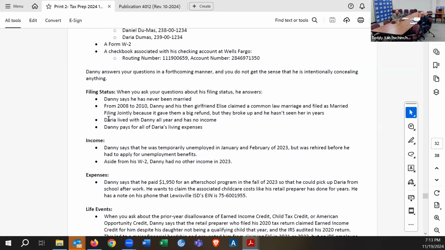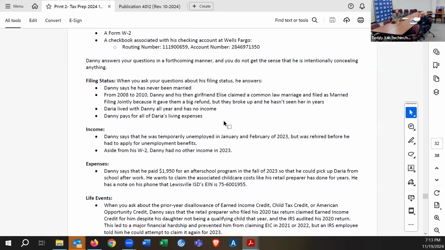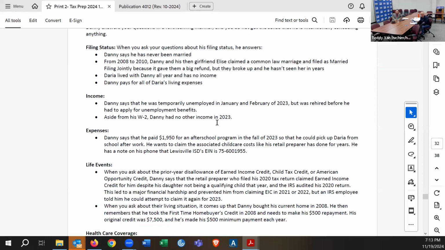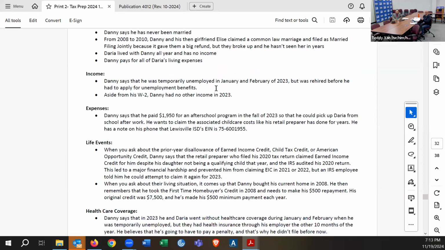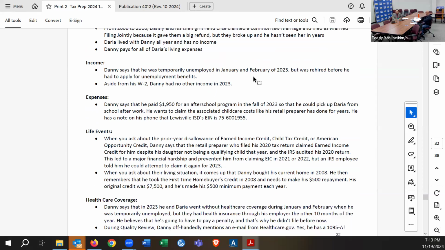So, continuing. Daria lived with Danny all year, and she has no income. Danny pays for all of Daria's living expenses. Danny says he was temporarily unemployed in January and February of 2023, but he was rehired before he had to apply for unemployment benefits. And aside from his W-2, Danny had no other income in 2023.